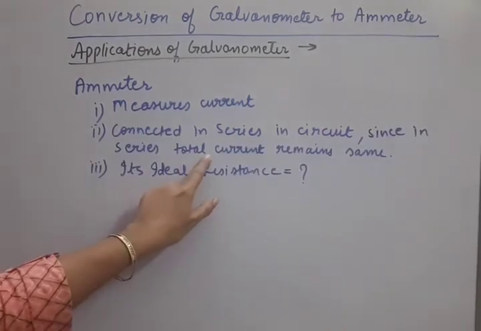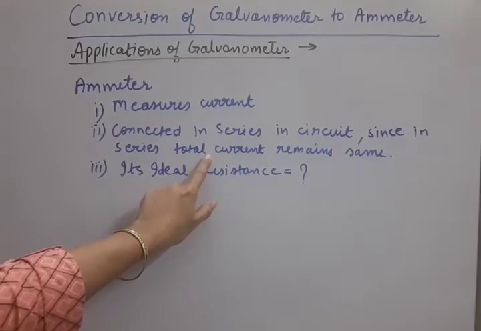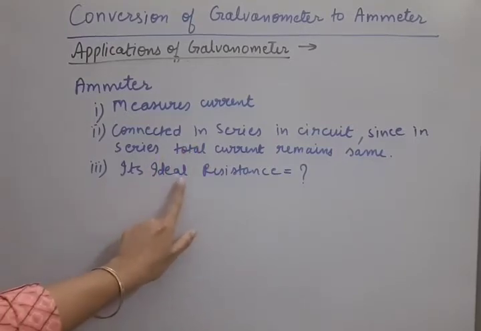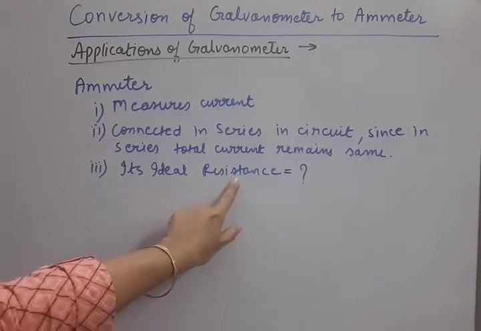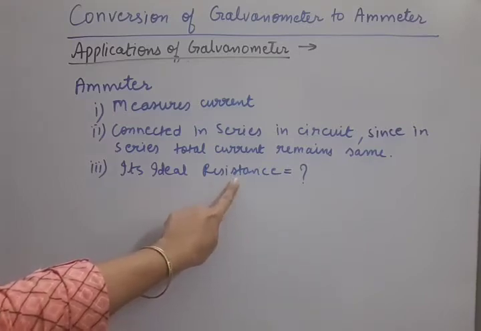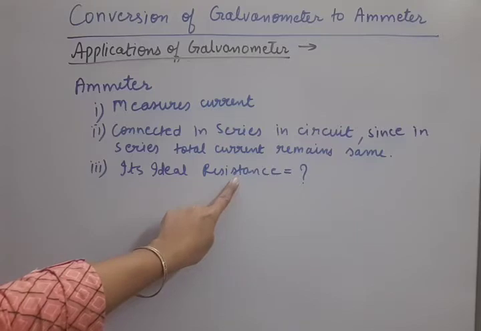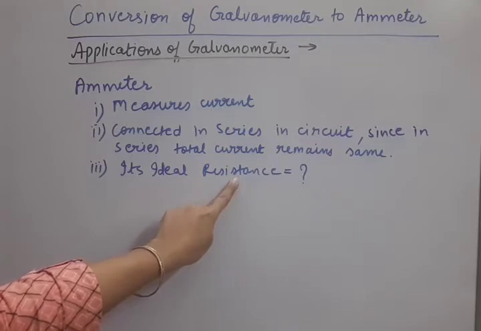So total current remains the same in the series. And the third point is new for you. What should be its ideal resistance? Ideal resistance means effectively what should be the resistance of the ammeter apparatus so that the current reading is undisturbed. For that we will understand one circuit.